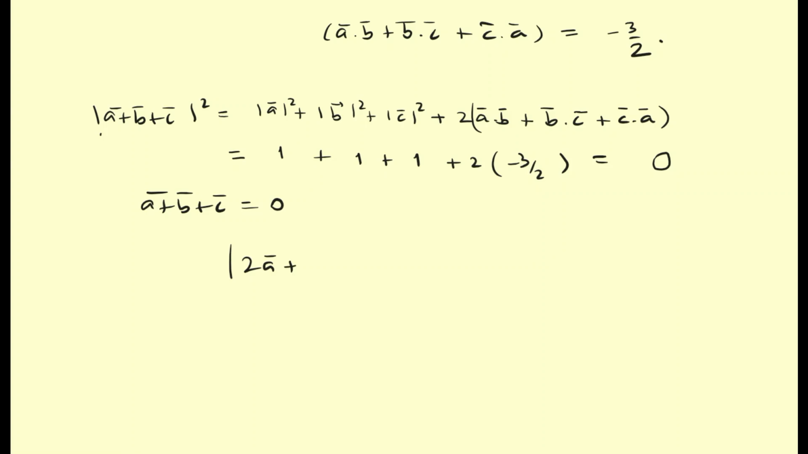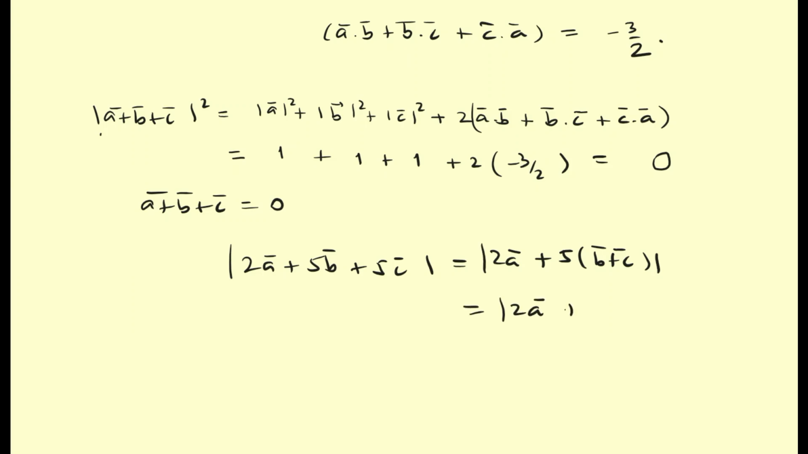Now we can use this expression to evaluate the question that is given to us as mod of 2a plus 5b plus 5c. We can write it as 2a plus 5 times (b plus c), and b plus c we can replace by minus a, since a plus b plus c is 0.